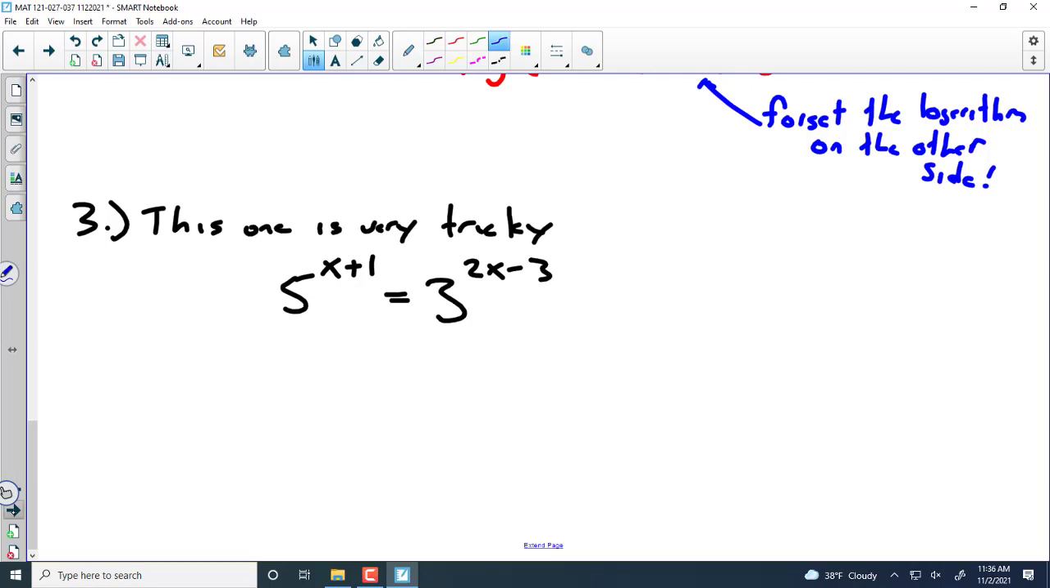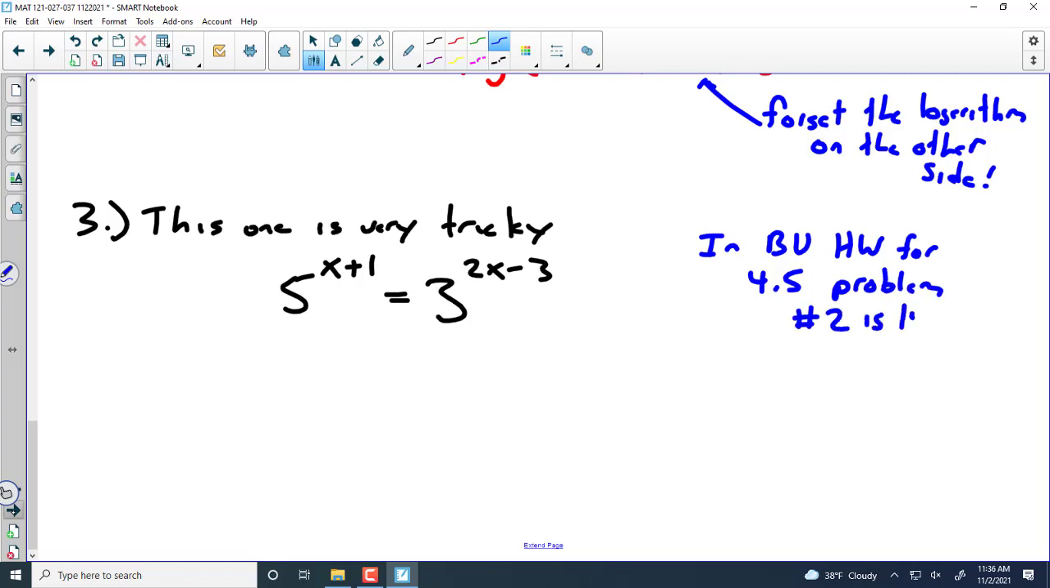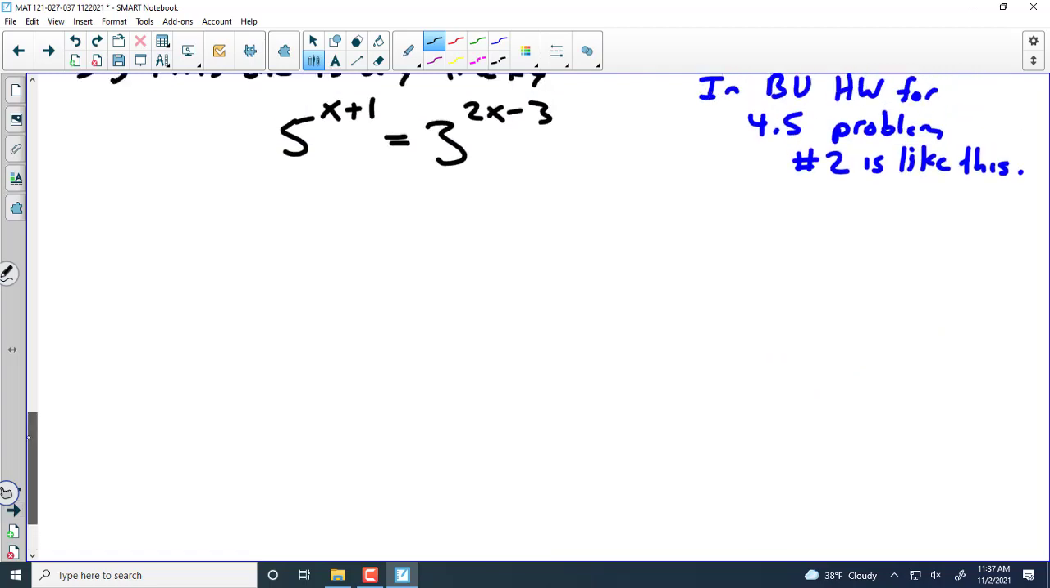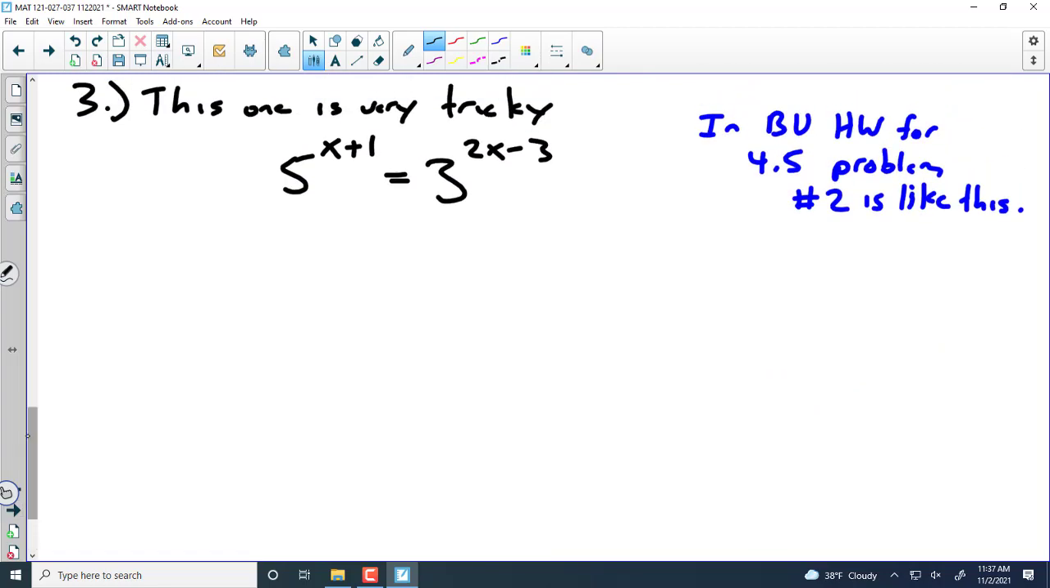and don't get too discouraged, but I'm pretty sure in the build understanding homework for 4.5, problem number 2 is like this. So they hit you with one of these pretty much right off the bat, but don't get too discouraged. But I'm pretty sure it was just the second problem they get you with one like this. And as I said, I think this is the trickiest kind of problem that we're going to see in this section. I think it's the trickiest type of problem. Some people think this one doesn't look as bad from the beginning because they don't need to isolate anything. They just jump right in with their logarithm.